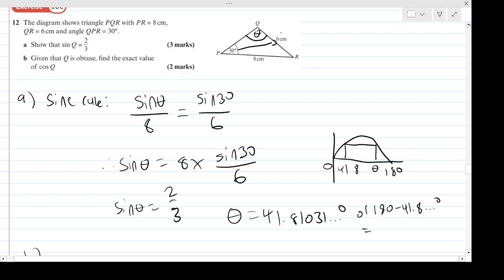Which would get me, if I put that in the calculator, 138.189 blah blah blah. And actually that would be another legitimate valid solution, because if I added this angle 138 with 30, I'd get 168 point something. That's below 180. So again, angles in a triangle have to add up to 180. We obey that rule, because this would also give us a valid angle, right?